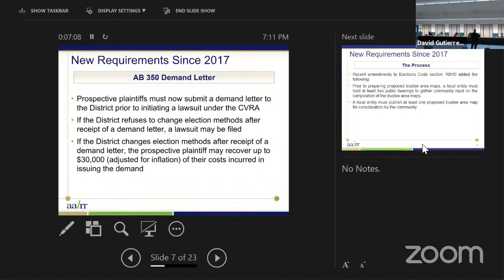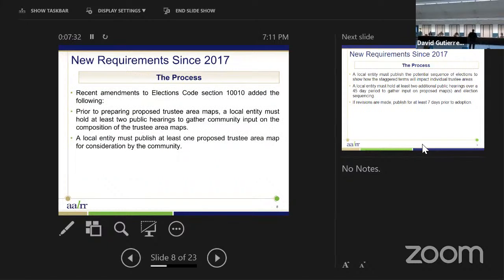One way you can prevent that is if you have already adopted a resolution that says, hey, we're going to move to a trustee area. That demand letter has really no force and effect, because you've already said we're in the process of moving to a trustee area. So we don't owe you right off the bat 30 grand on top of other potential attorney's fees. So that's why a lot of at-large districts consider that. Not to say that there's anything wrong with an at-large district. It's just those are the types of districts that typically get looked at when there are potential plaintiffs out there.